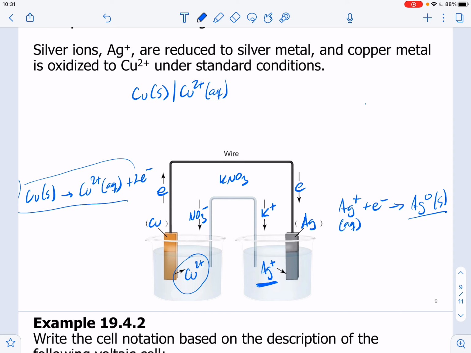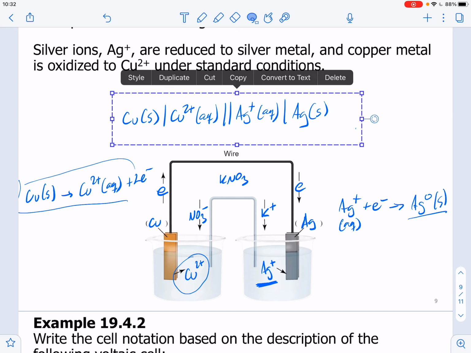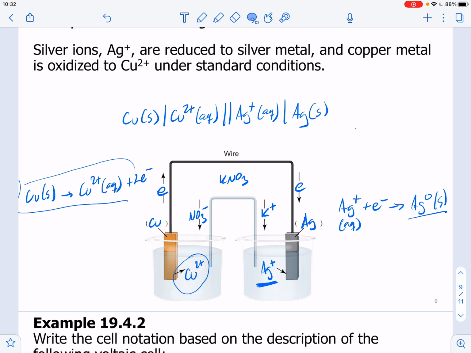Okay? And then you have the cell bridge. The cell bridge is connecting with a solution containing silver ions, and silver is separated from the electrode, which is made out of silver as well. So this is our standard cell notation for this Voltaic cell.